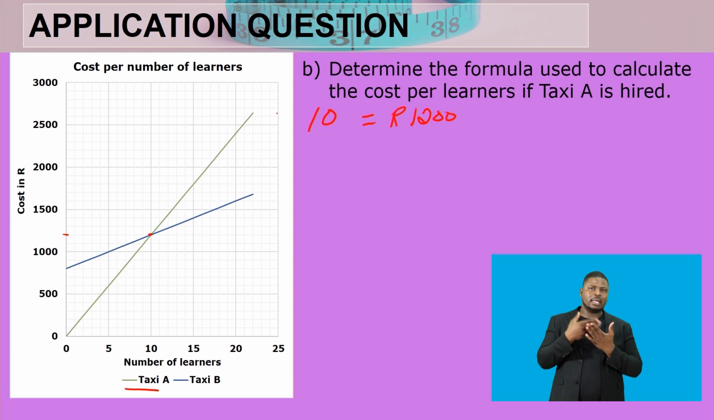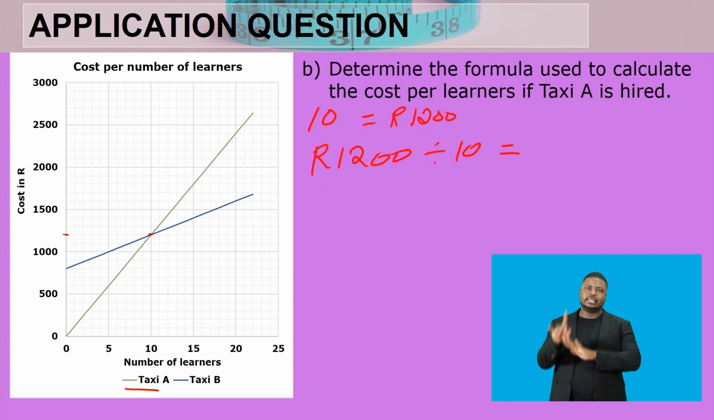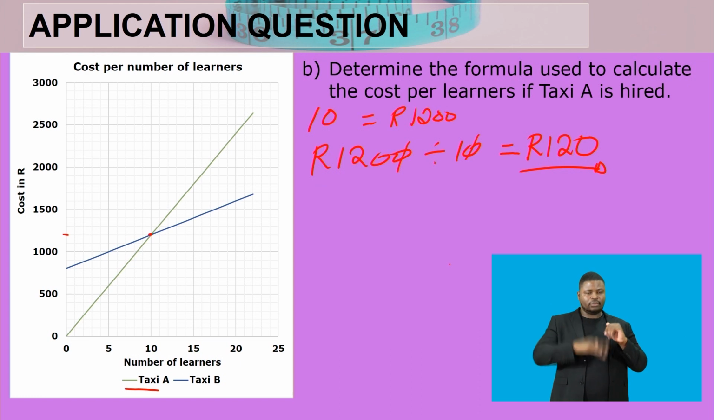Now we can easily determine the cost per learner. How do we determine the cost per learner? We say 1,200 divided by the number of learners, which is 10. You can also do this manually, because 10 into 10, then 120 divided by 1 gives you 120. So taxi A is charging these learners 120 per learner for hiring this particular taxi.